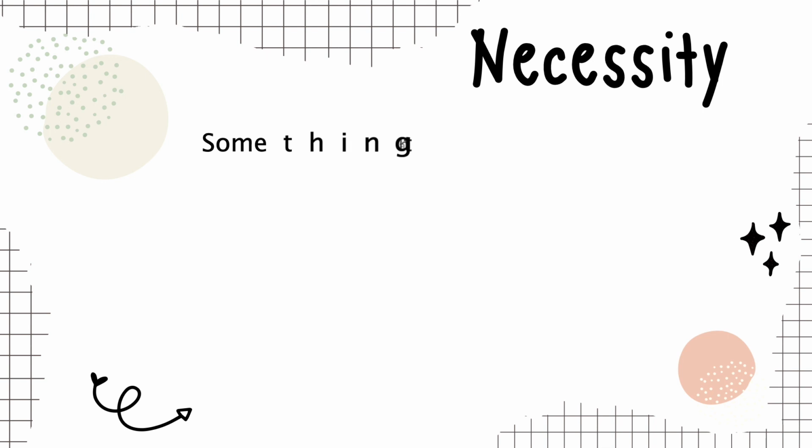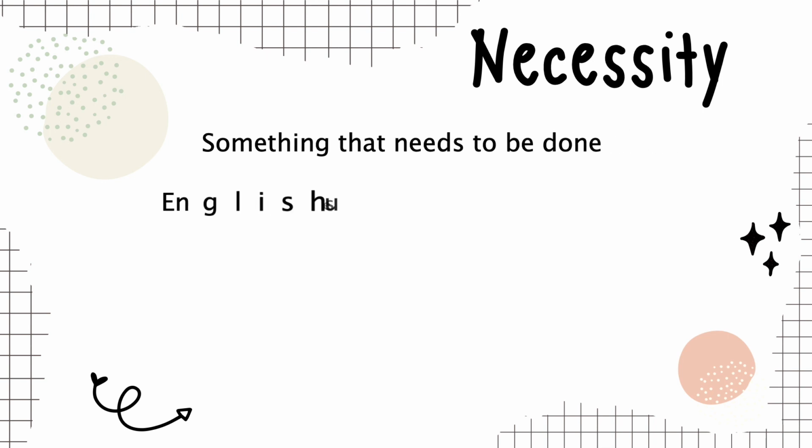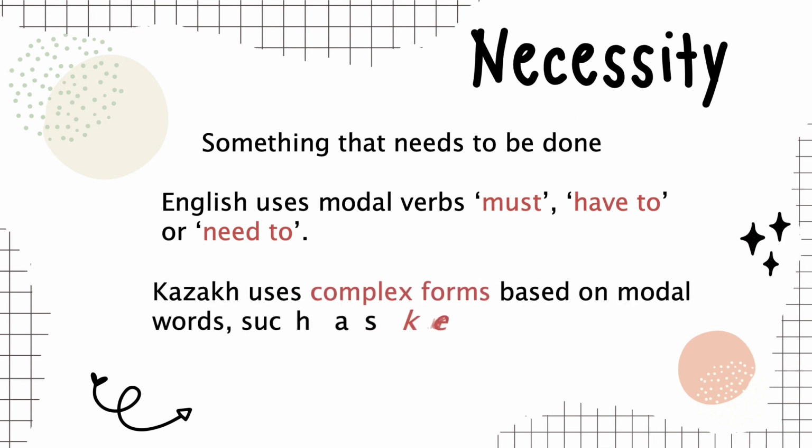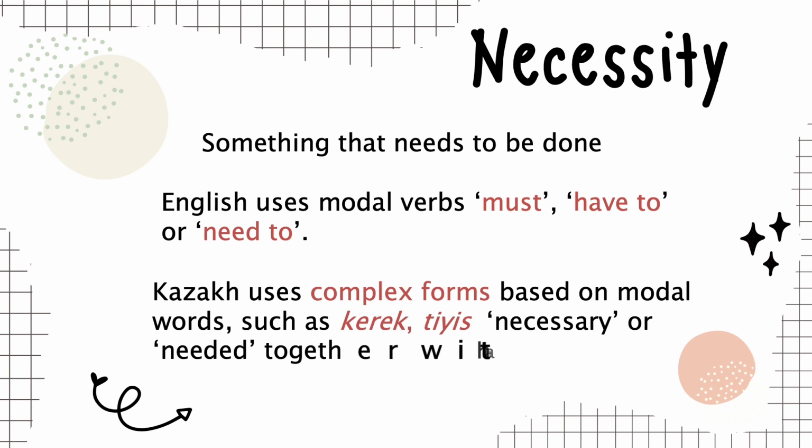When we talk about necessity, we are talking about something that needs to be done. English uses modal verbs must, have to, and need to express necessity and obligation. In Kazakh, necessity can be expressed by complex forms using modal words such as керек, тиіс, which mean necessary or needed, together with an infinitive. In this video, we learn how to express necessity in Kazakh.